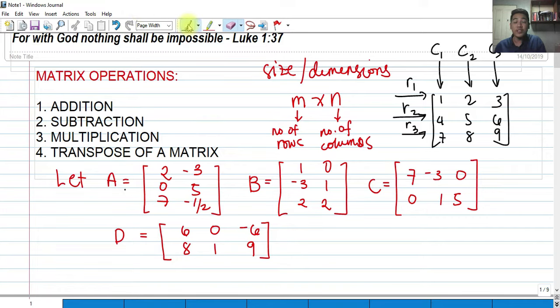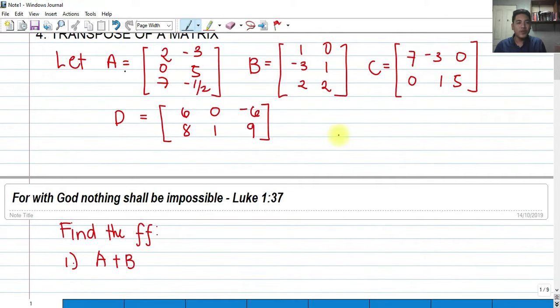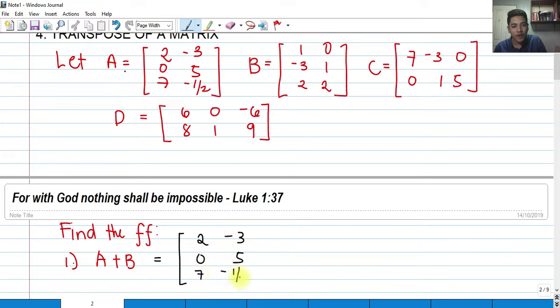Because it's important in solving the operations of matrices. So for number one, can we find the matrix A plus B? If I'm going to rewrite matrix A, we have 2, -3, 0, 5, 7, and -1/2, plus matrix B, which is 1, 0, -3, 1, 2, and 2. Can we add these two?